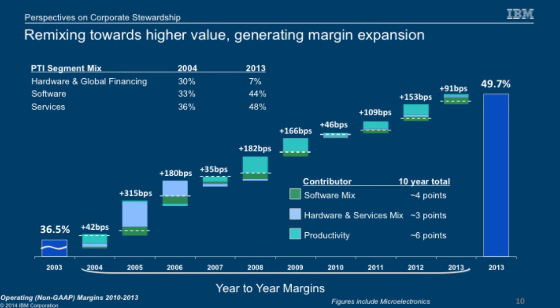So for IBM, we've continued to mix away from the commoditizing businesses. I'll put up a list in a moment of what that meant for us. But we moved away from the commoditizing businesses, and we continue to move toward where the margin opportunity is. So you can see in just the last 10 years, we were split 30, 33, and 36, hardware, software, and services. And now our hardware business just last year was down to 7% of our profit, and services was nearly half, and software was nearly the other half.